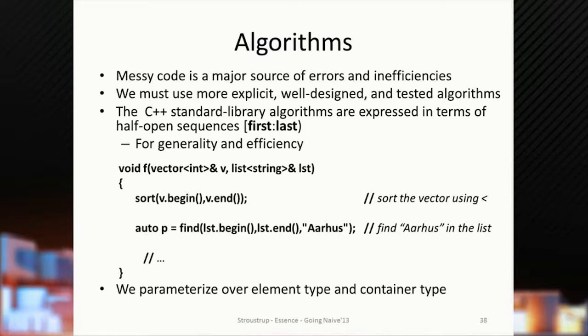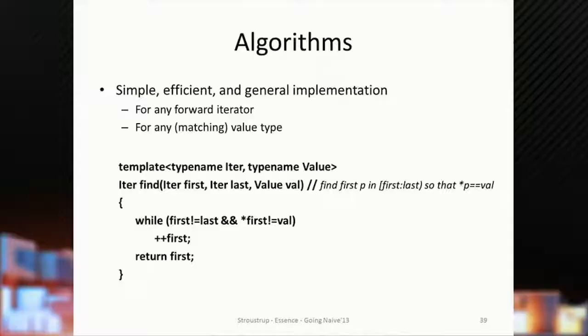The STL works on sequences of things, so you have to have the beginning and the end. But basically this is parameterized. It is generic over the kind of container we are dealing with. Here's a vector, here's a list, and it's generic over the elements of those containers. I think there are about 100 algorithms now that are standard, and I would hope you're writing your own and adding to it. We don't see as much of that as we should. Basically, we want simple, efficient, and general implementations.